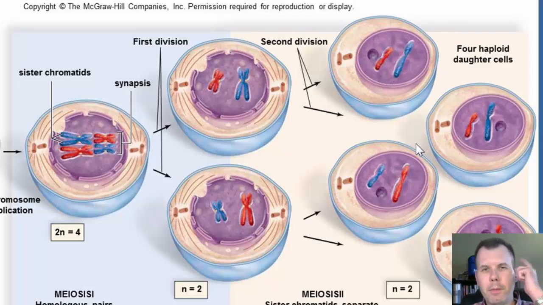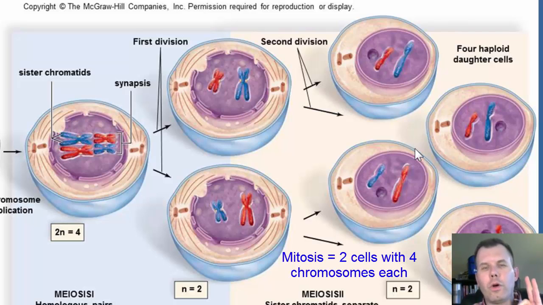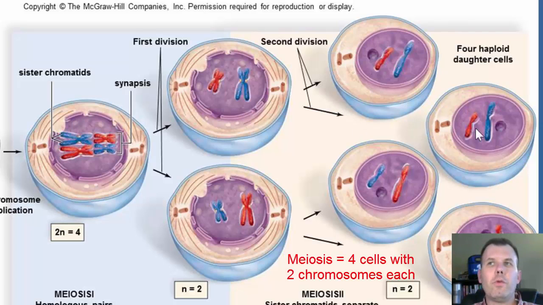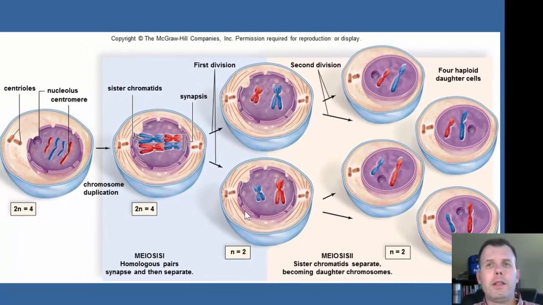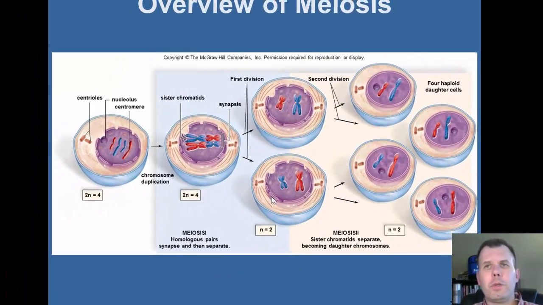And if you remember back to mitosis, what did you end up with? You ended up with 4 chromosomes with 2 cells. In this situation, you end up with 4 cells with 2 chromosomes. Okay? And that's really one of the biggest differences between mitosis and meiosis. But we're going to look at some of the phases and look at these specific differences as we go along.